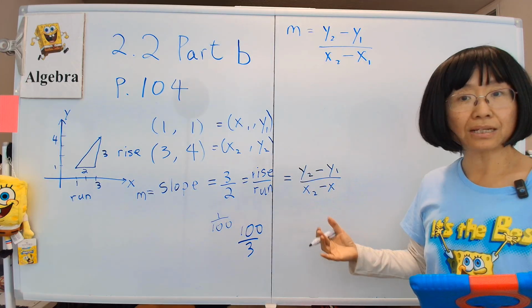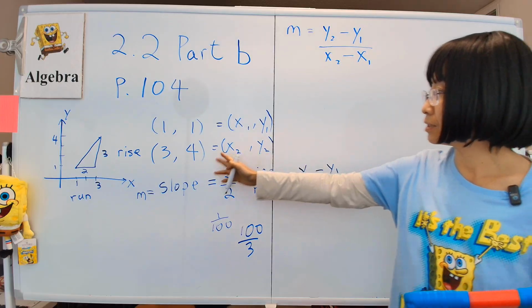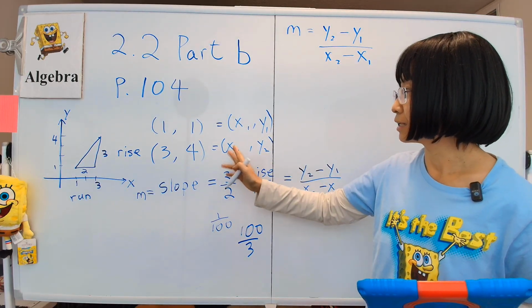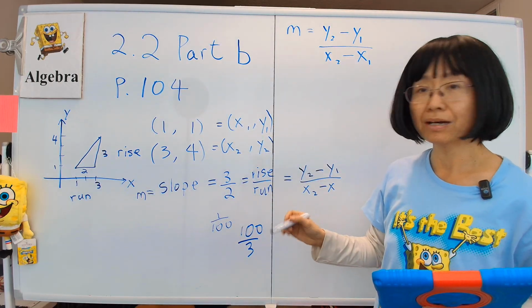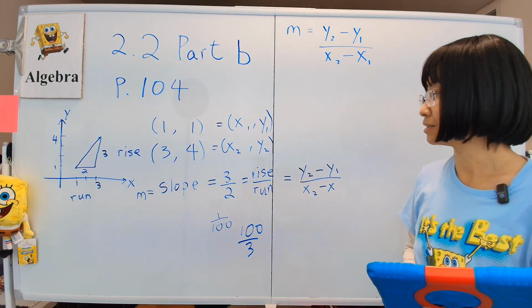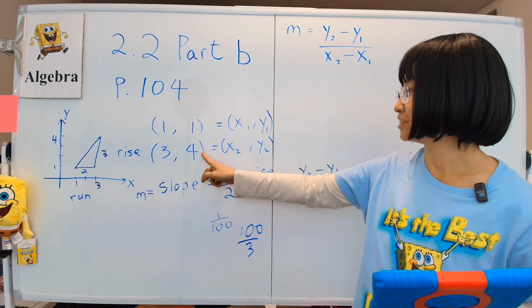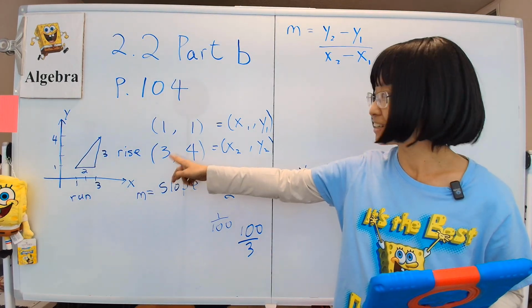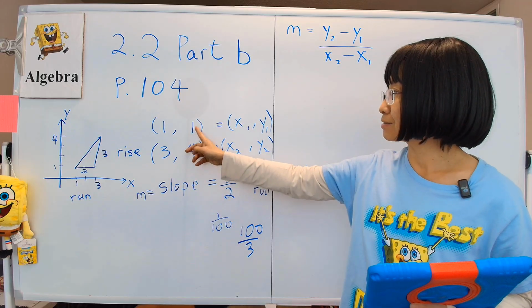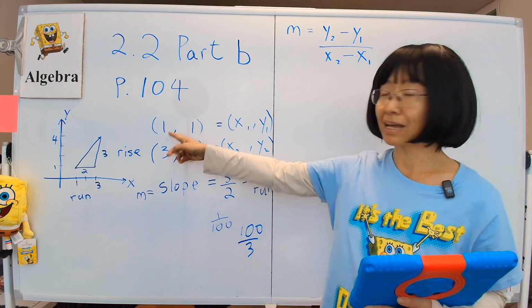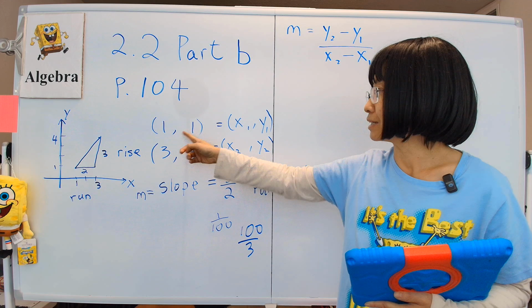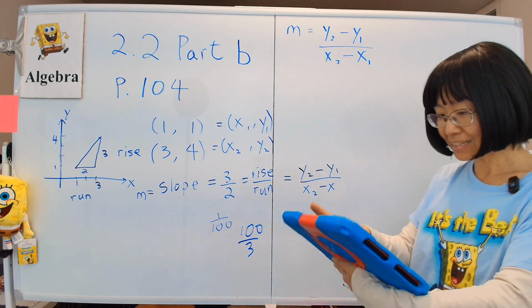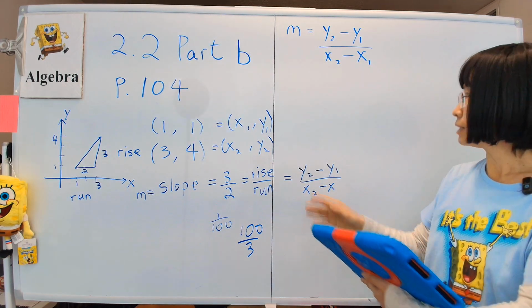So in other words, it doesn't matter which point you're calling x2, y2, or which point you're calling x1, y1, as long as you're consistent. That is, if this guy's y2, then that guy better be x2, and if this guy is y1, that guy had better be x1 because they are a pair, right? So that's how we do the slopes.